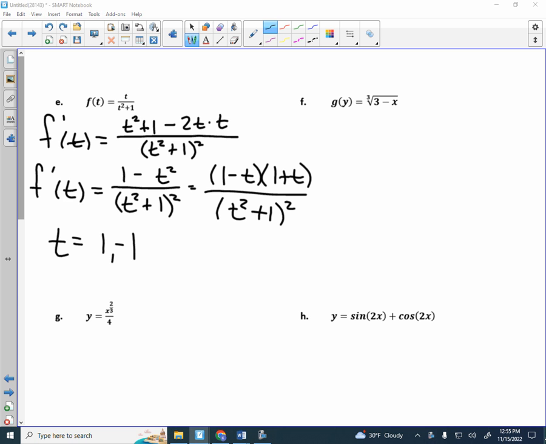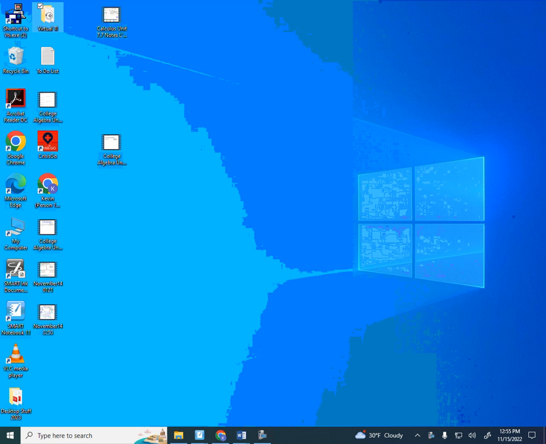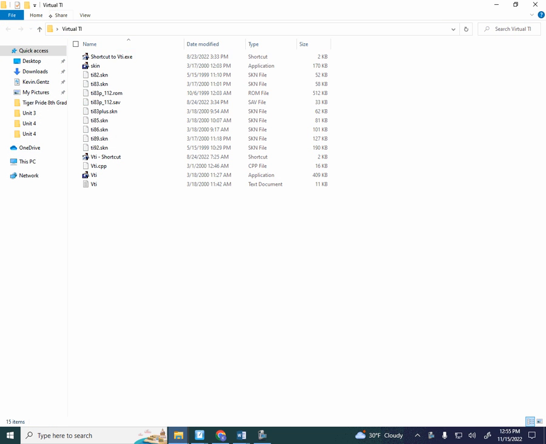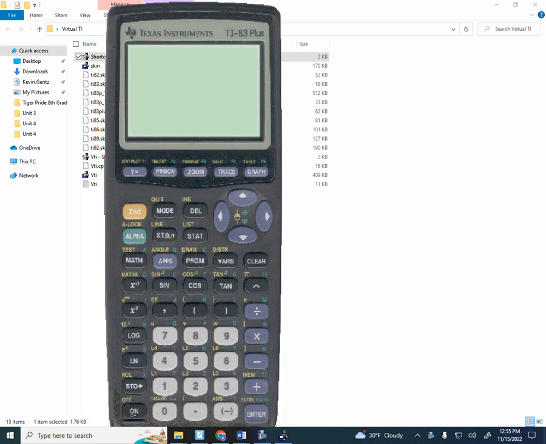I'm going to take out my calculator. You don't have to, but I'm going to because it's fun. And I would like to verify that I for sure have that, because I don't know what the graph of t divided by t squared plus 1 looks like.